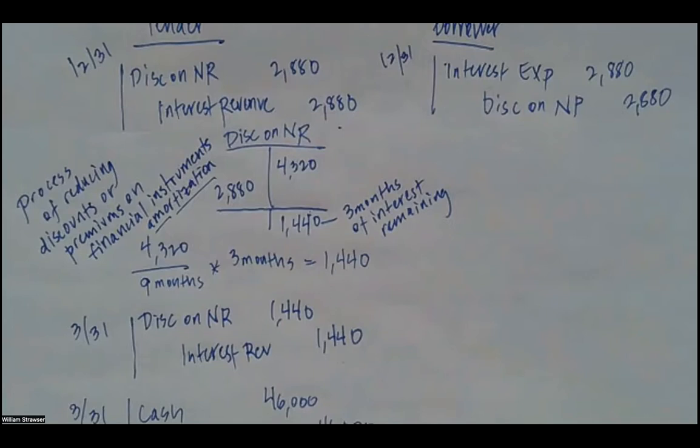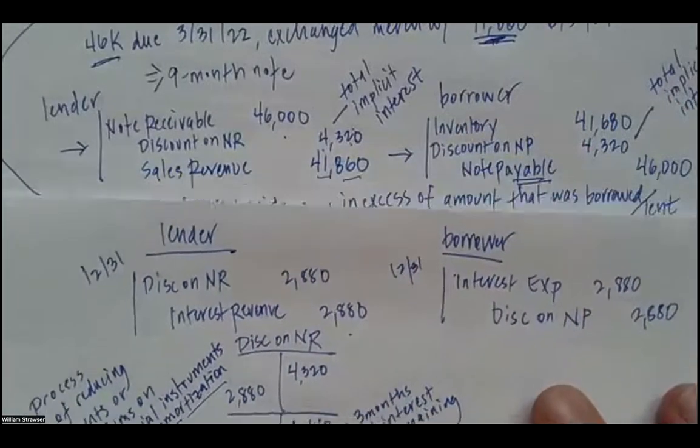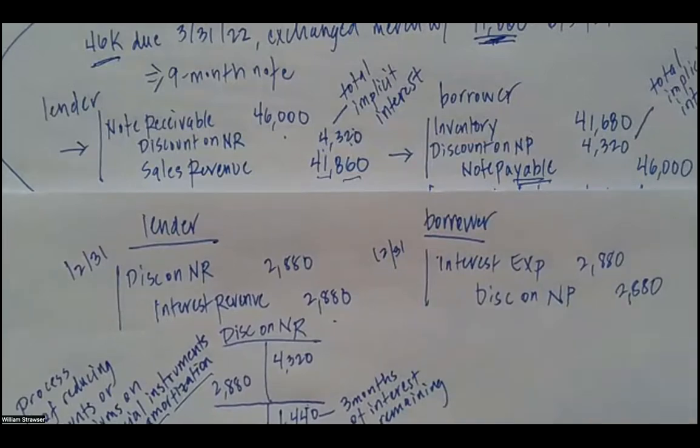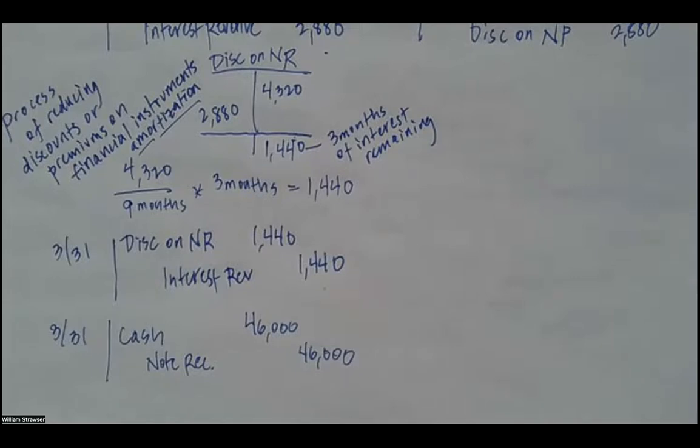Don't ever think that discounts or premiums relate to some sort of profitable outlook. It's just telling me that there's some implicit interest that has to be recognized, either added to or reduced from the amount of interest I would otherwise record. Okay. But this is basically how you work through a note receivable problem, or at least the extent to which you need to know.